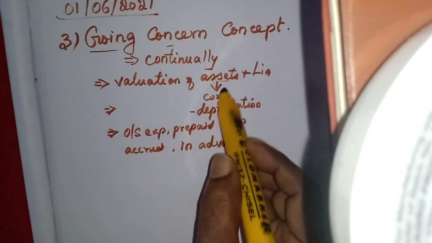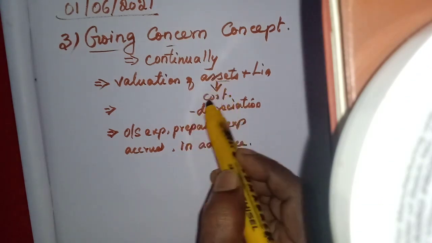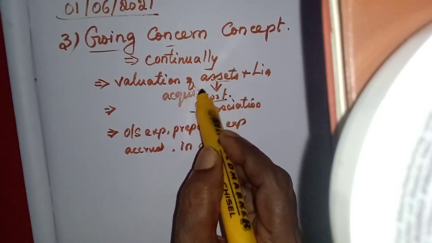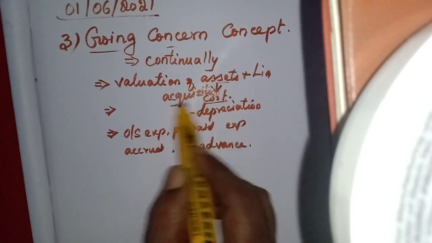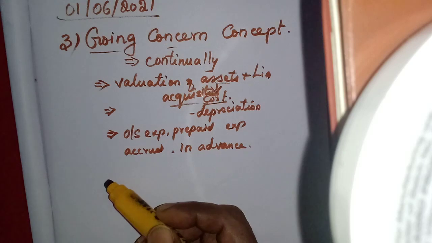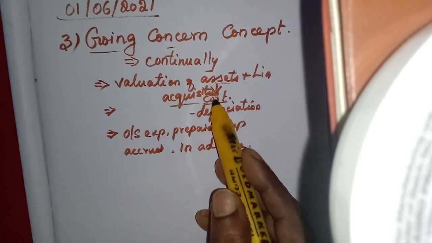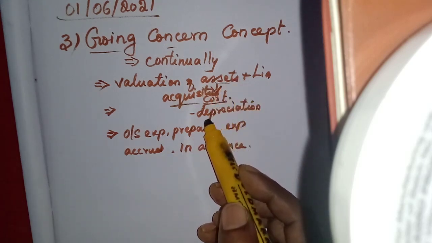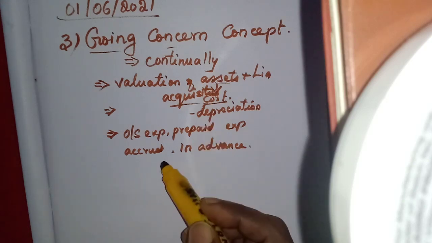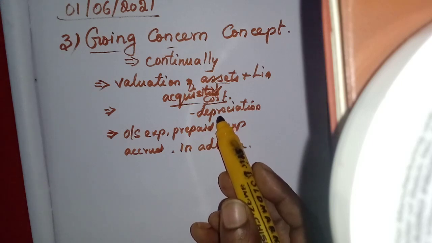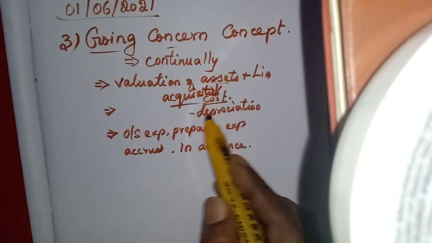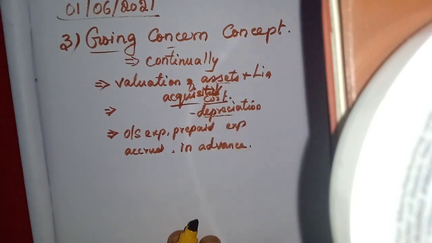Because the market price of the assets we never write, only the cost price, that means the acquisition cost. Acquisition means the purchasing price. That cost only we will show. Market price we never consider. Then from the fixed assets we will charge depreciation. We will provide depreciation as a fixed percentage. There are two methods of calculating depreciation. There is one lesson for us on depreciation. There you will learn it clearly.